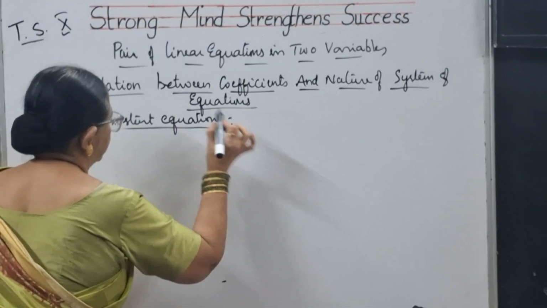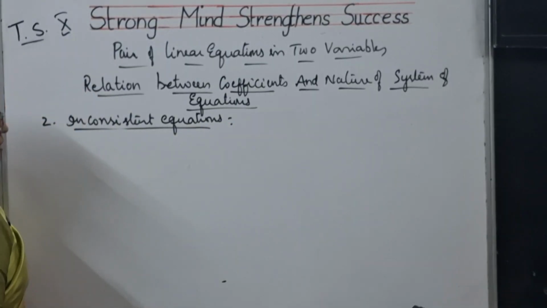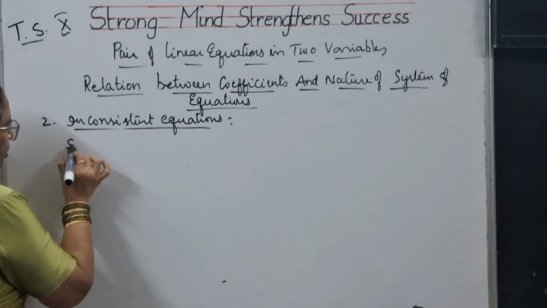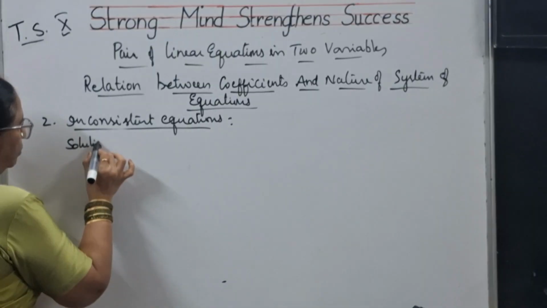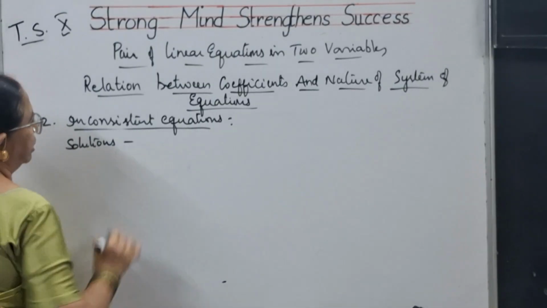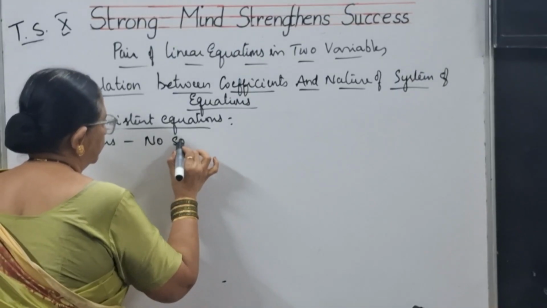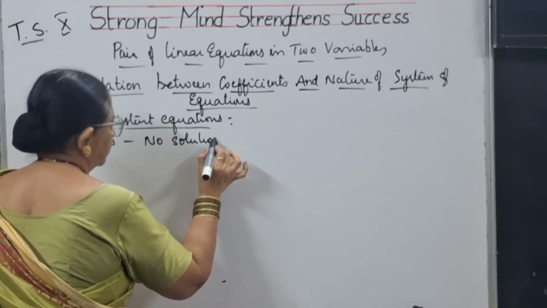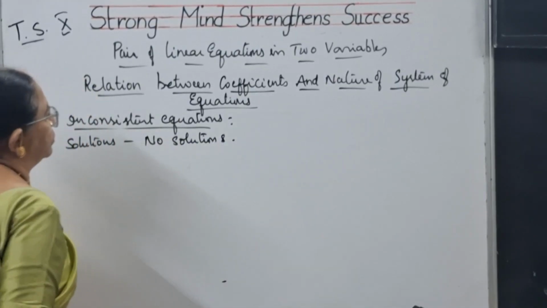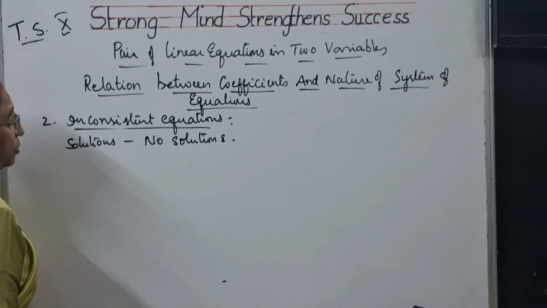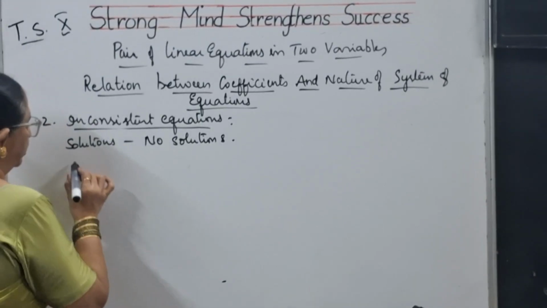What are these inconsistent equations? In these inconsistent equations, how many solutions will you be getting? Actually, there are no solutions. You don't get any solution. No points are common, not even a single point is common.